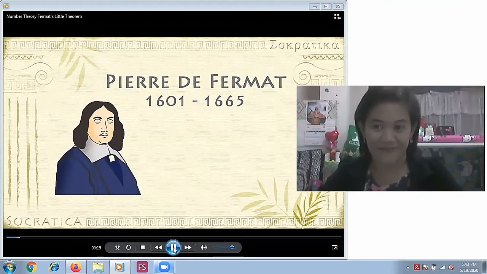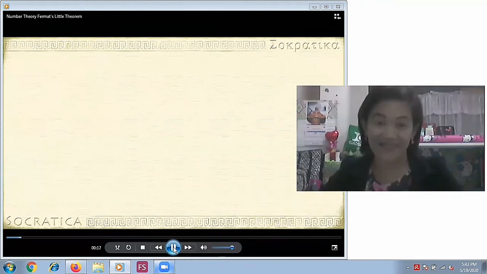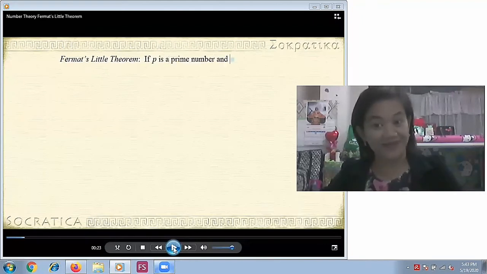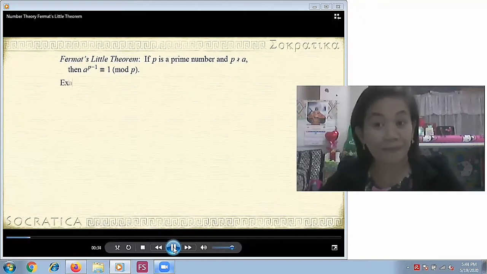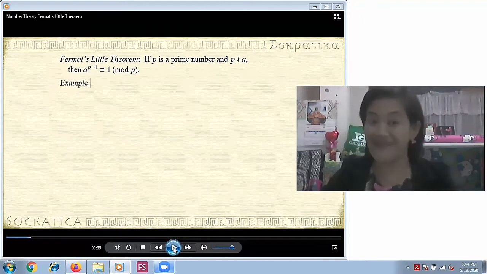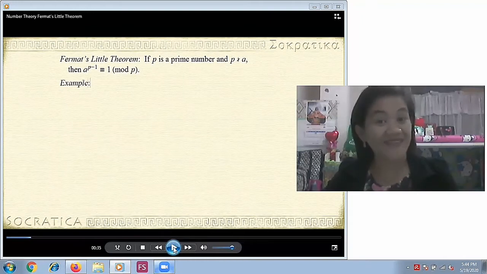What's Fermat-Little theorem? It says that if P is a prime number, take note, P is a prime number, and P does not divide A, P does not divide A, then A to the P minus 1 is congruent to 1 mod P. Again, Fermat-Little theorem is if P is a prime number and P does not divide A, then A to the P minus 1 is congruent to 1 mod P.